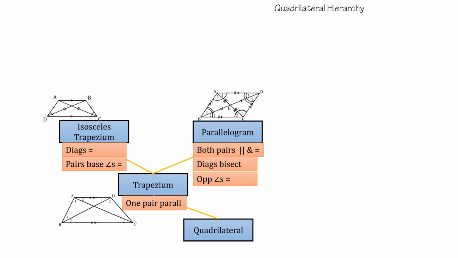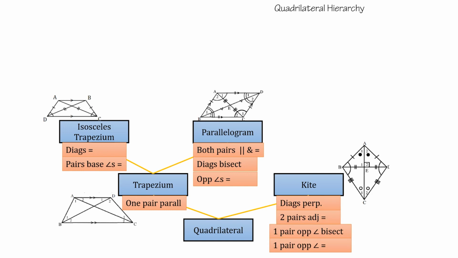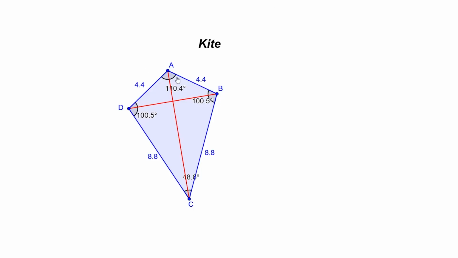So what if we had a quadrilateral that still had some properties, but it didn't have any pairs of parallel sides? It wasn't a trapezium, it wasn't a parallelogram. Well, the shape that you learnt about was the kite. The kite doesn't have any parallel sides, but it does have some special properties that you've learnt about. The kite has two pairs of adjacent sides equal, one pair of opposite angles equal, the other pair is bisected, and most importantly, the diagonals are perpendicular to each other. If we have a look at our kite, we can see all those properties we've just mentioned.